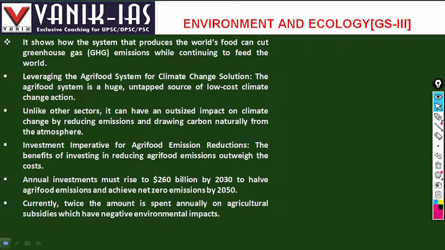Investment imperative for agri-emission reduction. The benefit of investing in reducing agri-food emissions outweighs the cost. Annual investment must rise to $260 billion by 2030 to halve agri-food emissions and achieve net zero emissions by 2050. Currently, twice the amount is spent annually on agricultural subsidies, which have negative environmental impacts.